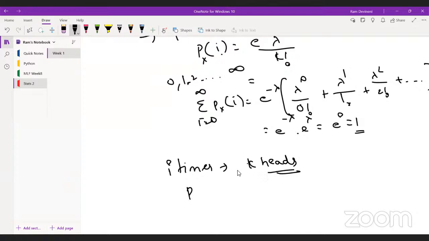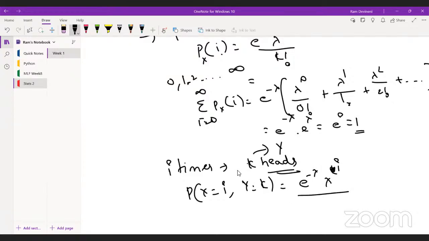First, X should be equal to i, and then the number of outcomes of heads. If I represent the number of heads occurring by a random variable Y, then it should be Y equals k, right? So what is the probability for this to happen? These two are independent. So we have e power minus lambda, lambda power i by i factorial, multiplied by, when we're tossing the coin i times, the probability that you get k heads. This is a binomial distribution, no?